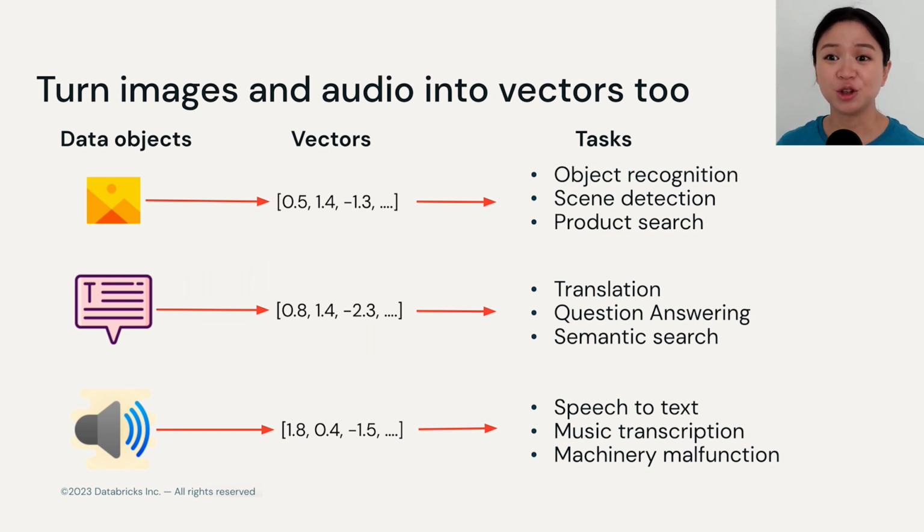Because vector databases are useful not only for text use cases, they're useful for other types of unstructured data as well, including your imaging data and also your audio data. We convert these images or audio files into embedding vectors. We can persist them in a vector database and then retrieve them for a variety of tasks. So in this slide, you can see that the tasks range a really wide realm, going from object detection to product search to translation, question answering, to music transcription, and even identifying machinery malfunction.